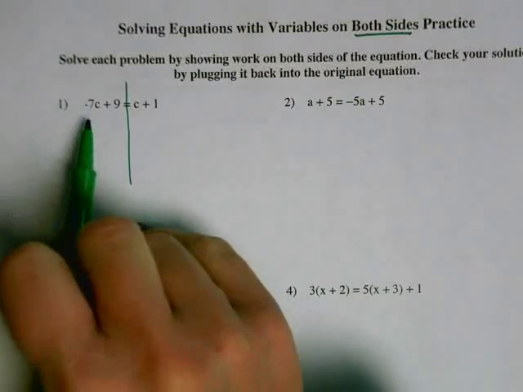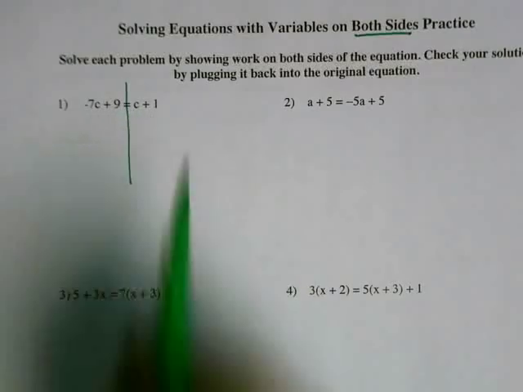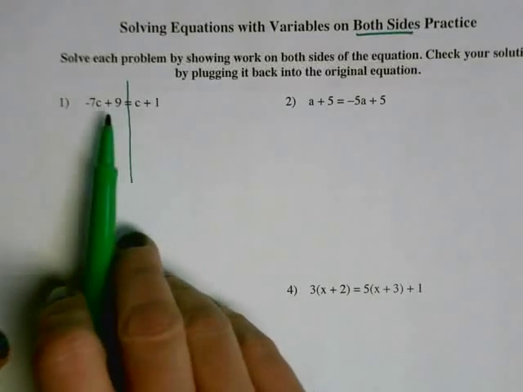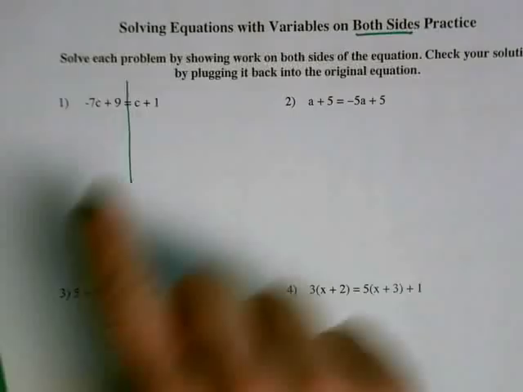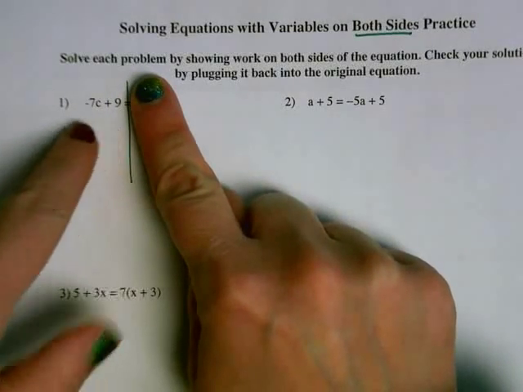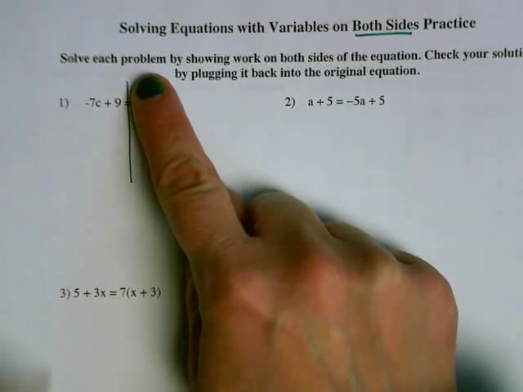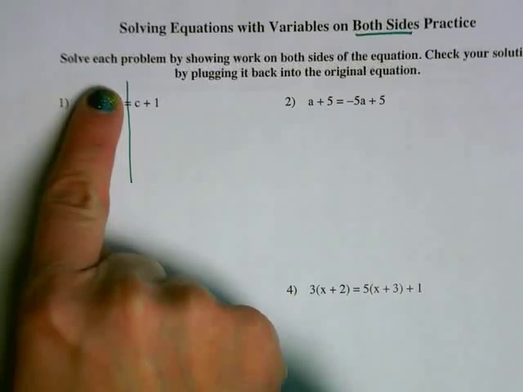So this guy, negative 7c plus 9 equals c plus 1. The first thing that we want to look at is each side of the equal sign, just to ask ourselves, is there any way that we can simplify? Just looking at that left-hand side, is there any simplifying we can do? Any combining like terms or distributive property? No, it's just a c and a constant. We can't add those together. What about over here? Just a c and a constant. We can't add those together. We can't do anything with them.